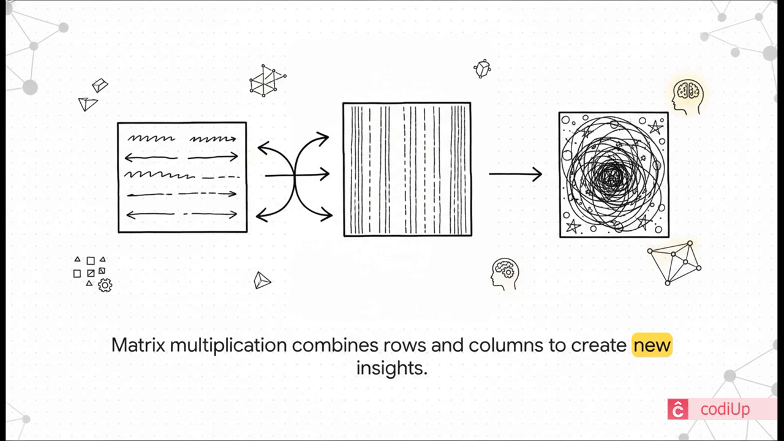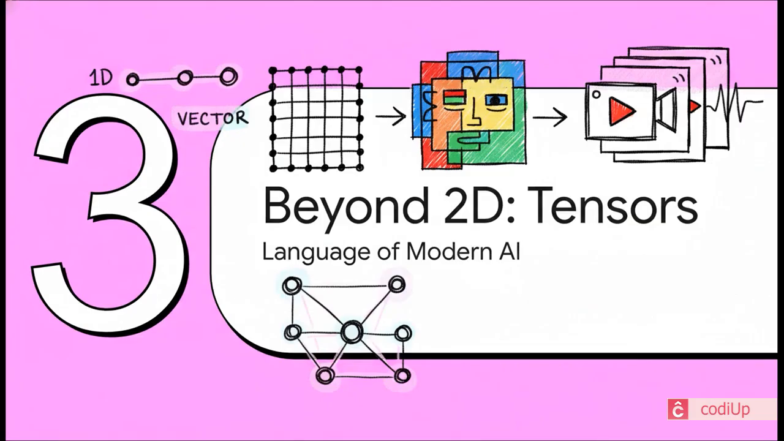One of the most important operations is called matrix multiplication. Now, we're not going to get bogged down in the math, but the idea is that it combines all the information from the rows of one matrix with the columns of another. It's a really systematic way to transform data and create totally new insights that were hidden before. So, we've gone from a 1D list, the vector, to a 2D table, the matrix. But what if our data is even more complex than that?